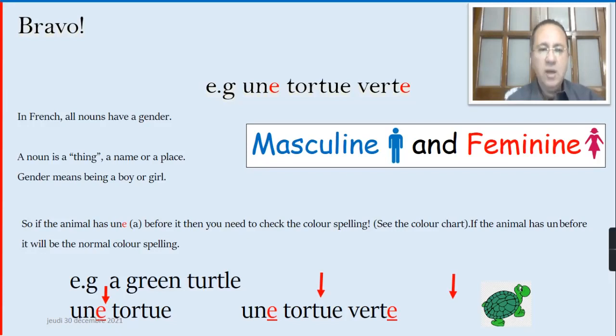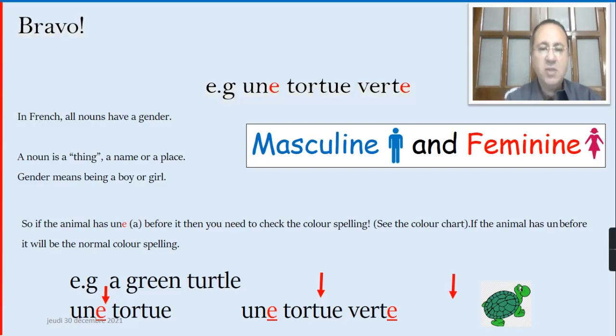How do I know if it's feminine or masculine? You have to look at the end of the word. If there is an E, most probably it is feminine. And also, it has to start with une, like une tortue verte. Even the color has an E at the end because it is describing something feminine.